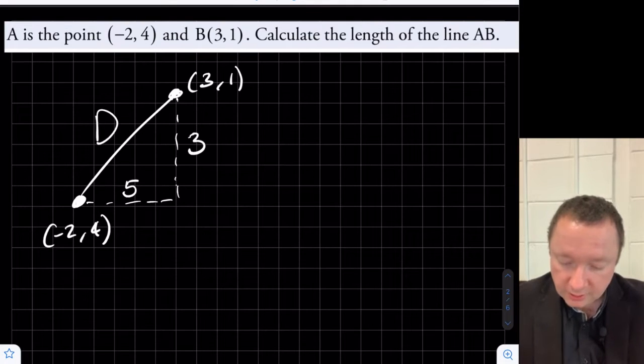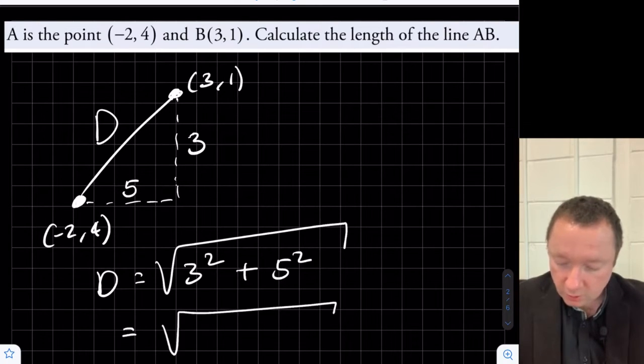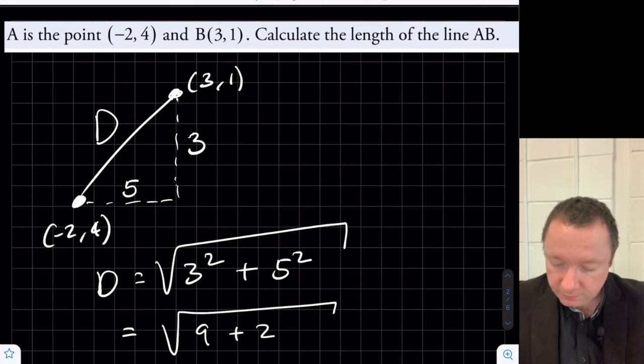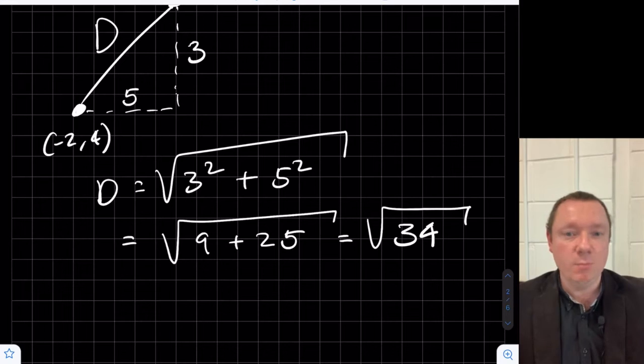So our distance is simply going to be the square root of 3 squared plus 5 squared. That's the square root of 9 plus 25, which is the square root of 34. And we can just leave that as the square root of 34, as it's in its simplest form.